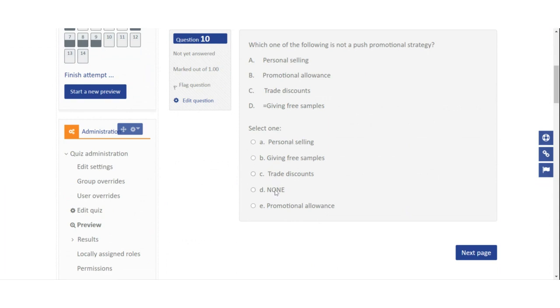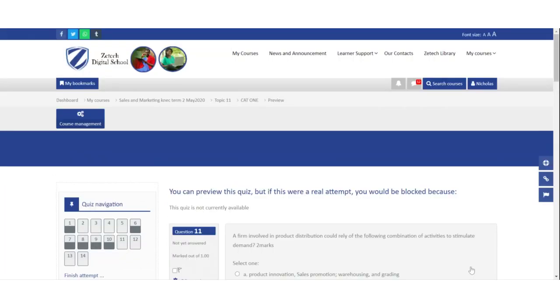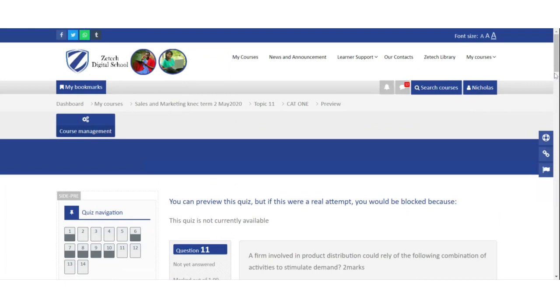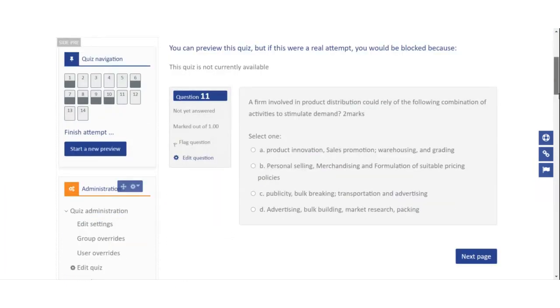The one which is not a push promotional strategy is giving free samples. You need to remember those push and pull strategies. A firm involved in product distribution could rely on the following combination of activities to stimulate demand. Which one are they?